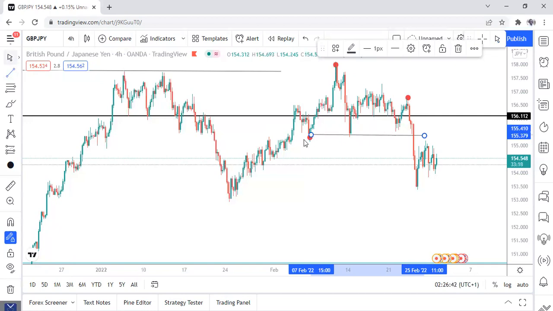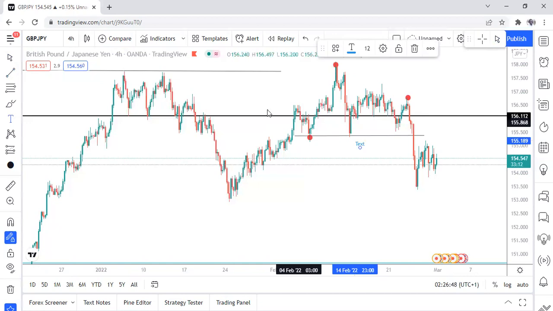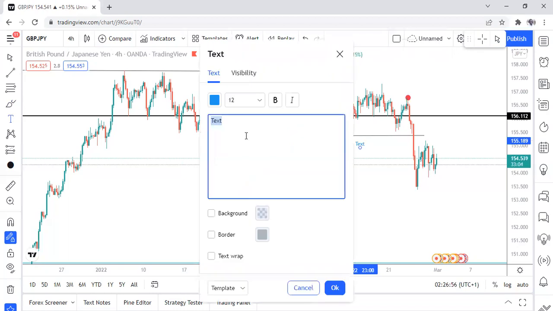So normally those are two courses to understand. Okay, this is BOS. I actually call it BOS. I put these annotations just to help me understand the chart, so that it helps me to be very orderly. Yeah, so this is BOS. BOS simply means break of structure.